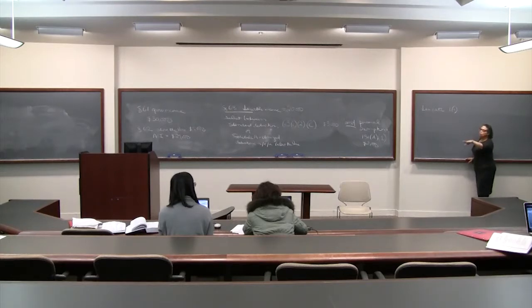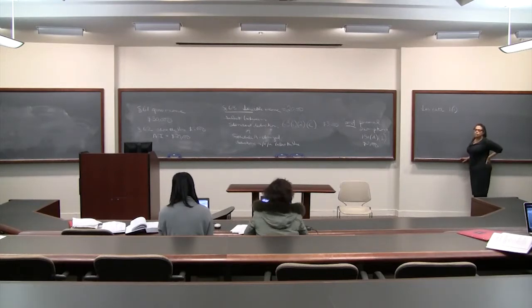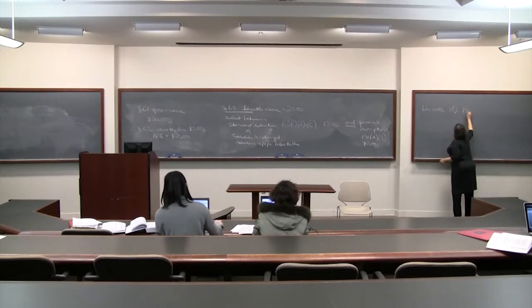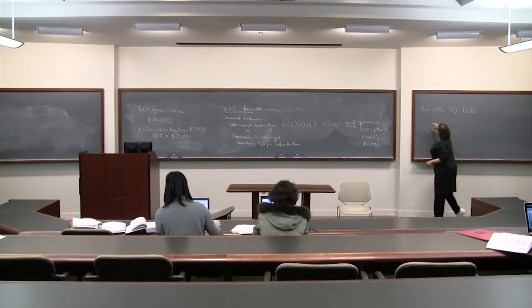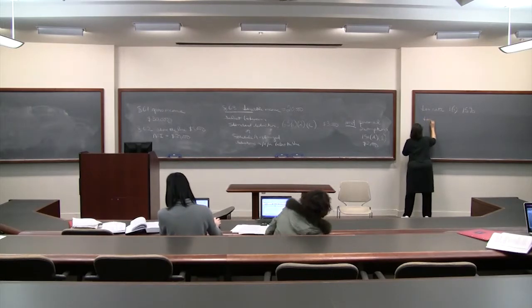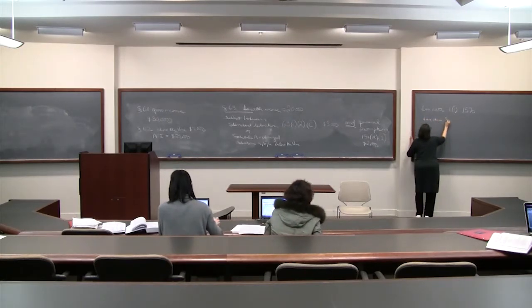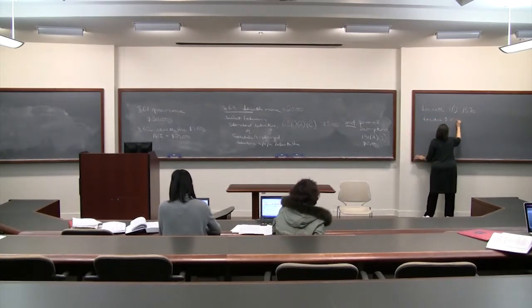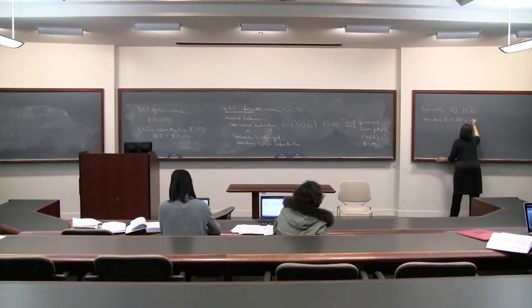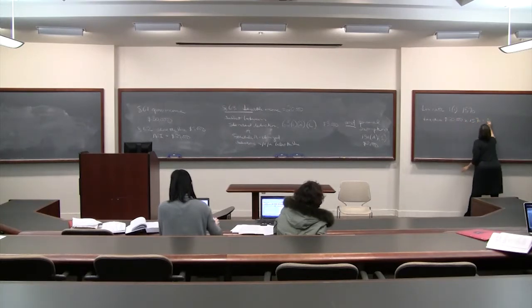So what would be the rate? 15%. So the tax due would be $20,000 times 15%, which would be $3,000.